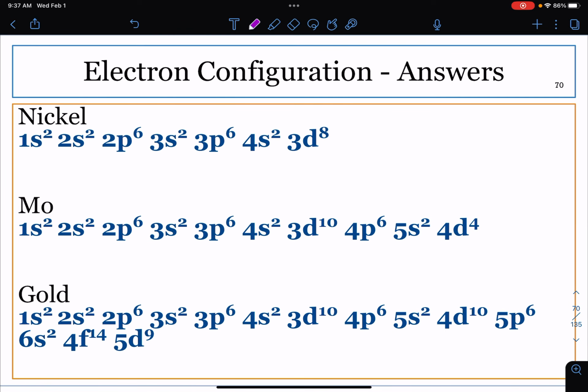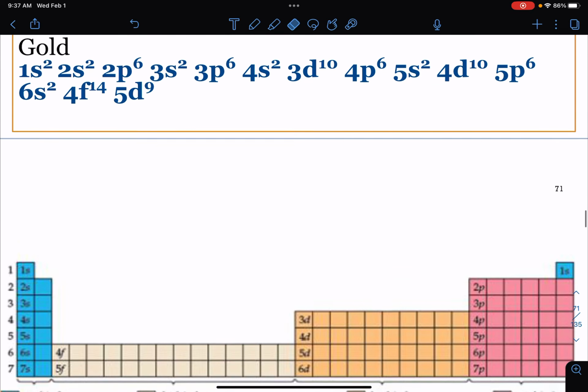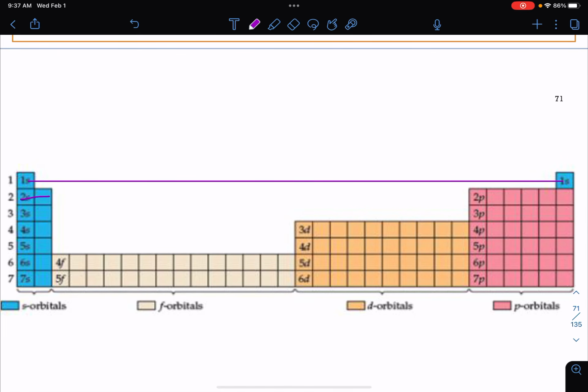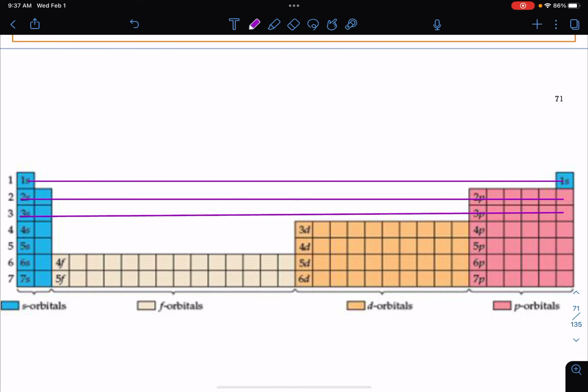Here are the answers. So if you're looking at something like gold here, you may have gotten confused with when to start the F block. This periodic table actually really helps with that. You can see that we would start by looking at our 1s subshell right here. Then you go back to the beginning of the periodic table and read it left to right. We have 2s2, and then we have 2p6. Then you've got 3s2, 3p6, and then 4s2, 3d10, 4p6.